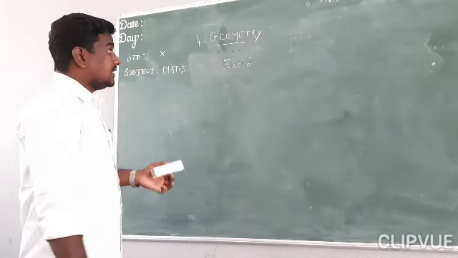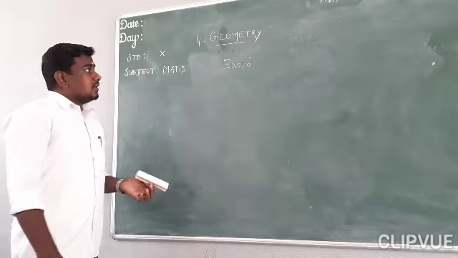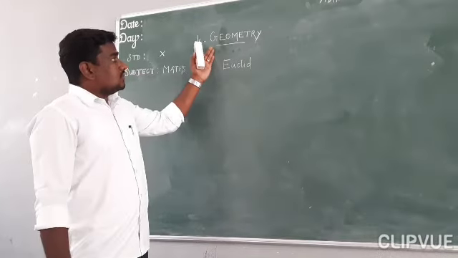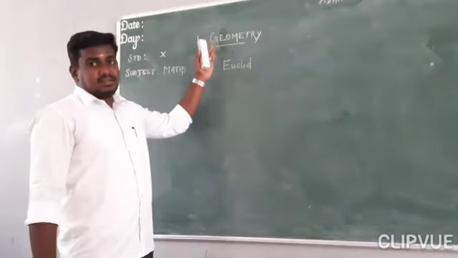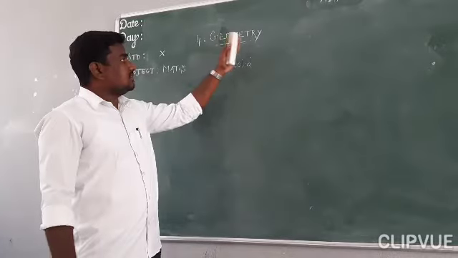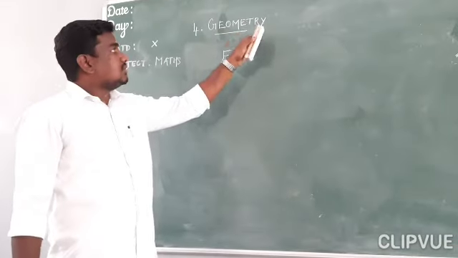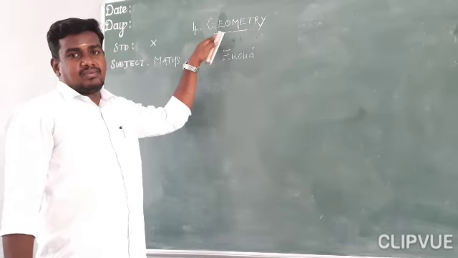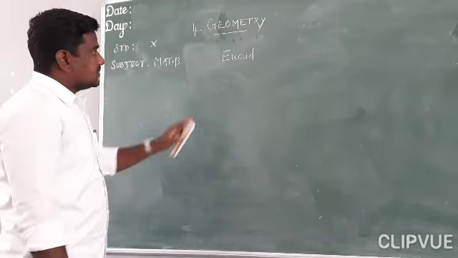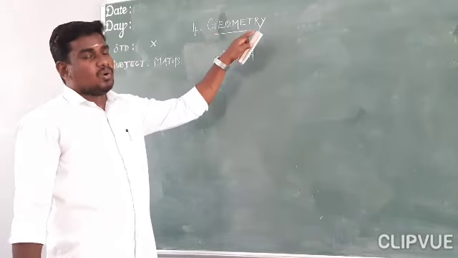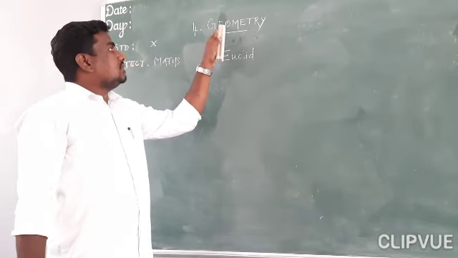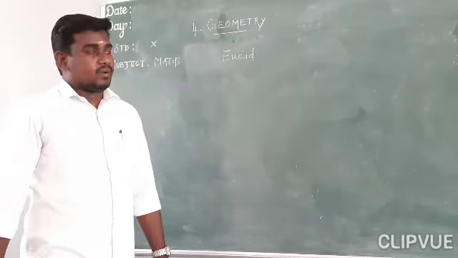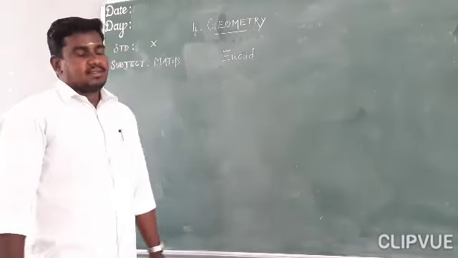In earlier times, it was used to measure the earth. Actually, geo means earth, metry means measurement. So it deals with the measurement of earth. That's why they coined it as geometry. Now it is known as geometry. The father of geometry is Euclid.